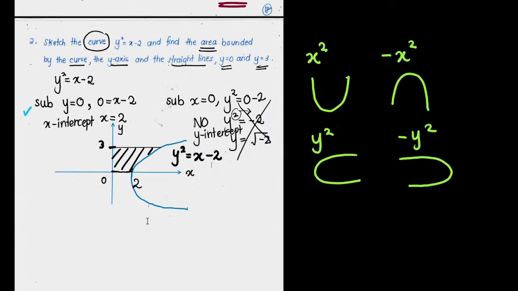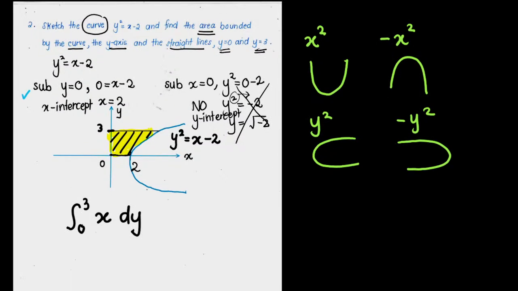Okay, from here, how to find the area? So since the area now is touching the y-axis, isn't it? Okay, so if it touches the y-axis, it means you write the integration sign with dy at the back. In the middle, you write x. Okay, what are the limits? The limits are from 0 to 3.